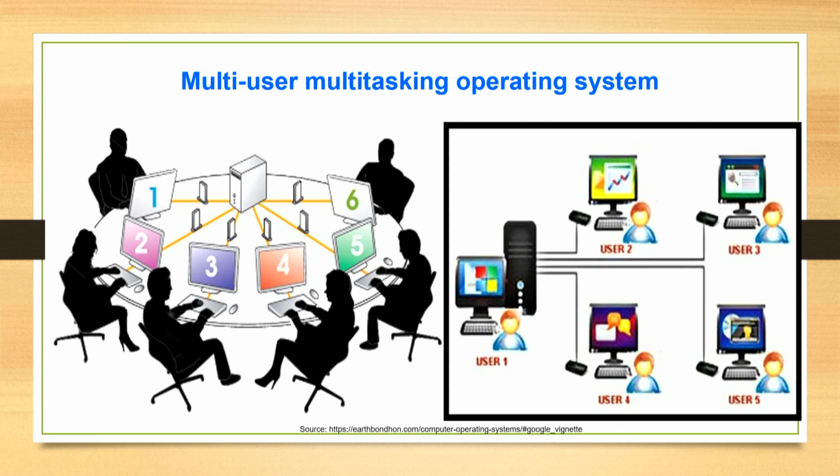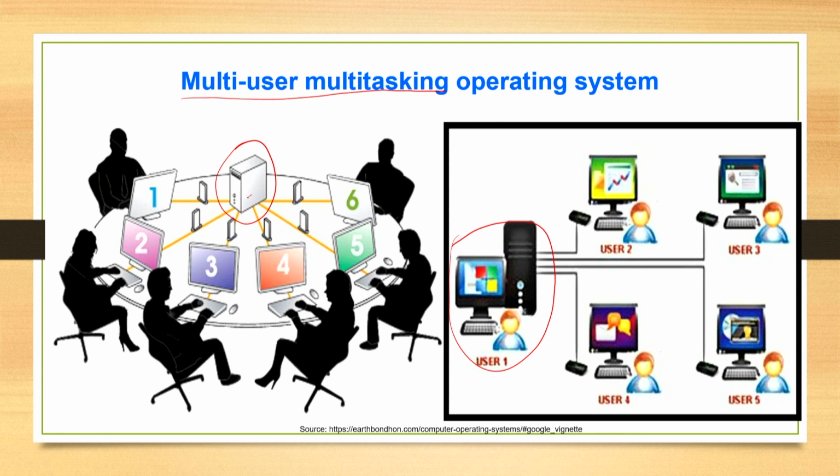So, another operating system is the multi-user multitasking operating system. From this picture you can see that so many users are attached to the main system, that is user 1. Here you can also see that there is one computer system and users 1, 2, 3, 4, 5, 6 are attached to it. It means multiple users are accessing this.